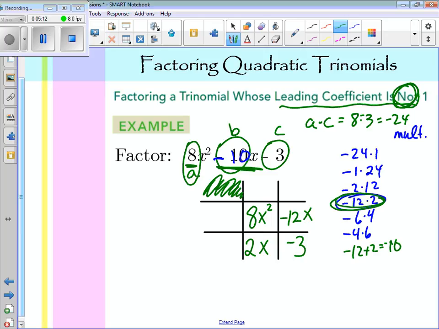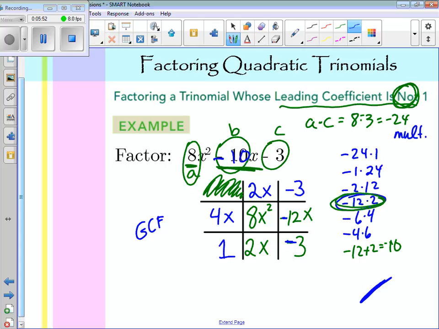So now what you do, and it does not matter the order you put these in. You can put negative 12x down bottom and 2x up above. It does not matter. So now we're looking for the greatest common factor, the GCF of each row and each column. Bottom row, the greatest common factor is 1. The top row, the greatest common factor is 4 and x. The first column, the greatest common factor between 8x and 2x is 2x. The last column, the greatest common factor is 3. Since both of them are negative, we're going to take it as a negative 3.